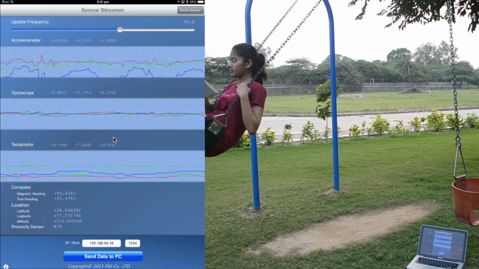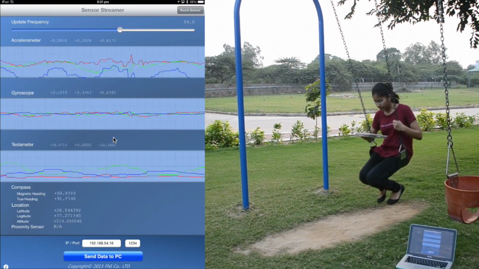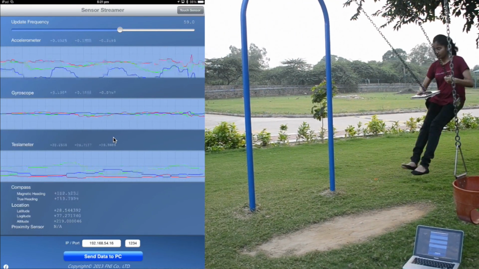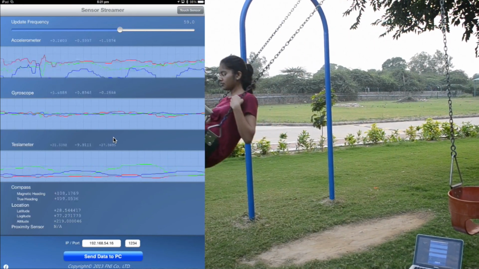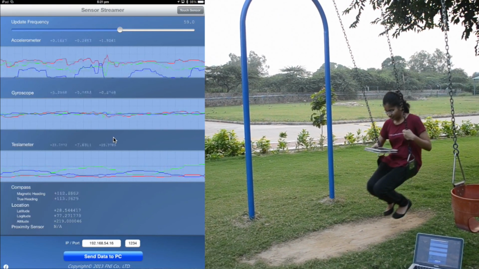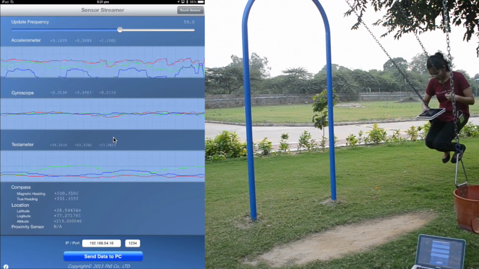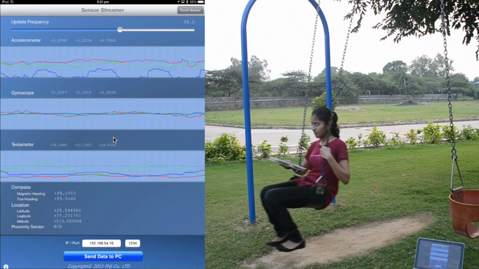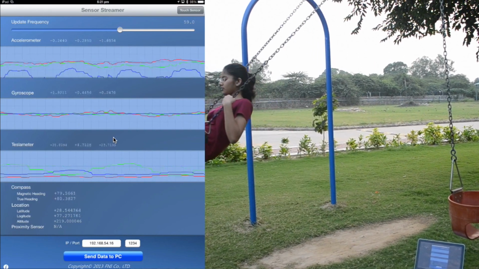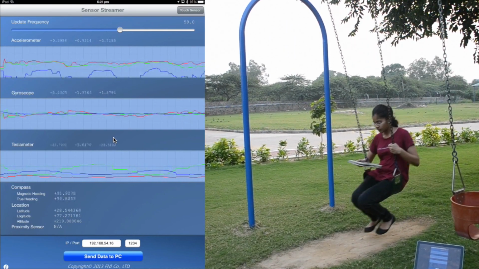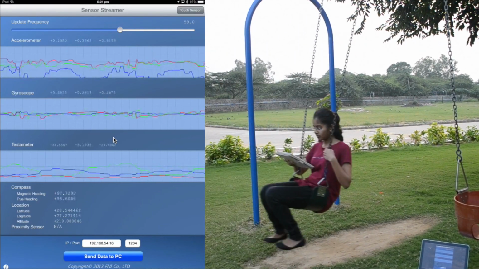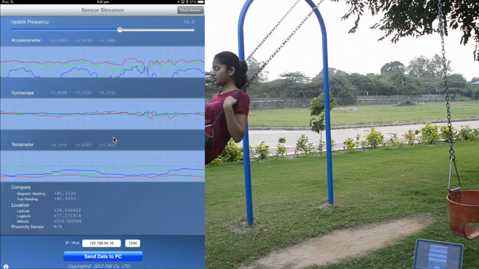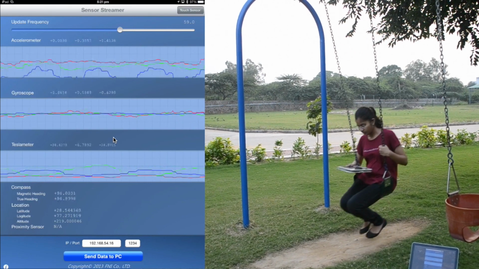The major changes in the accelerometer are in the y and z directions, which is represented by the green and blue lines. Changes in the x-axis are due to the imperfect motion of the swing, which we are neglecting. Again, there are no significant changes in the gyroscope due to lack of any rotational motion. The general motion is along the zy plane, and thus these changes are represented by the green and blue line of the Tesla meter.